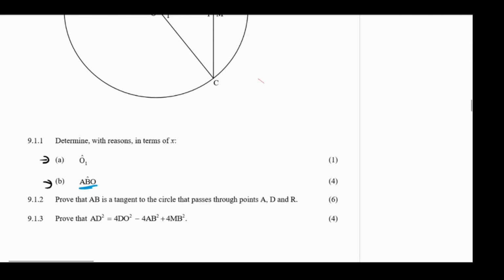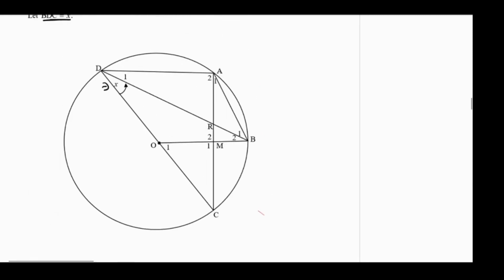Okay, so now I'm going to do 9.1.2. We are asked to prove that AB is a tangent to the circle that passes through ADR. So let's first look at that circle that passes through these points A, D, R. Let's draw that circle. It will look something like this, and this would be our A point, this would be our D point, this would be our R point. So it's A, D, R. And then the line AB, so this is A, this would be B, this would be the tangent, and then it will look like this.